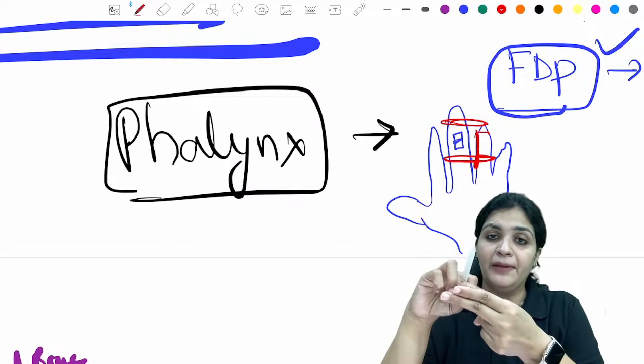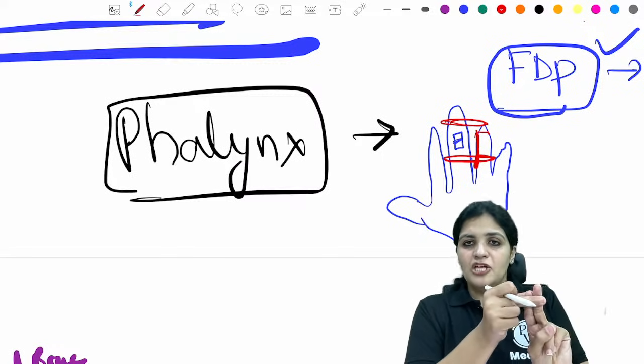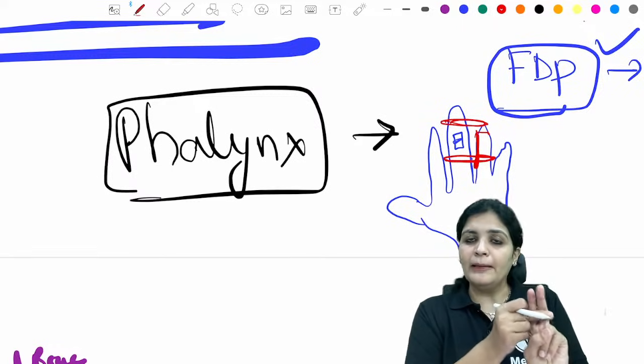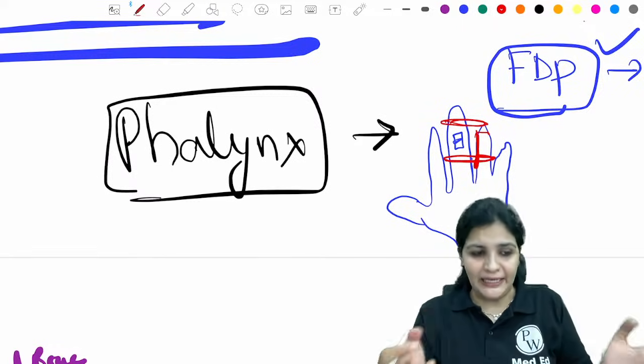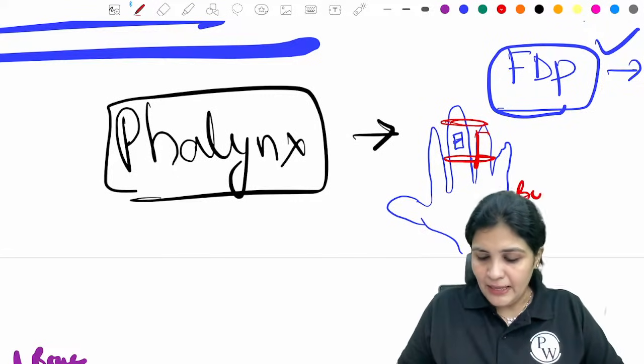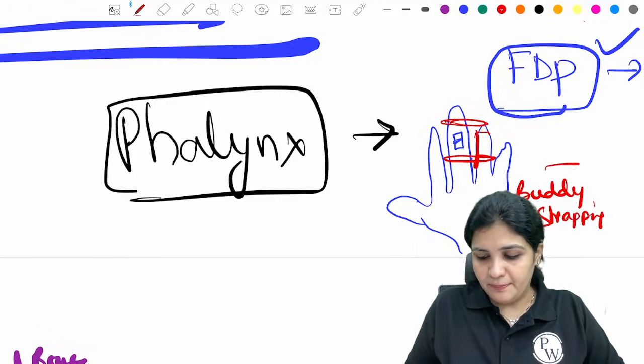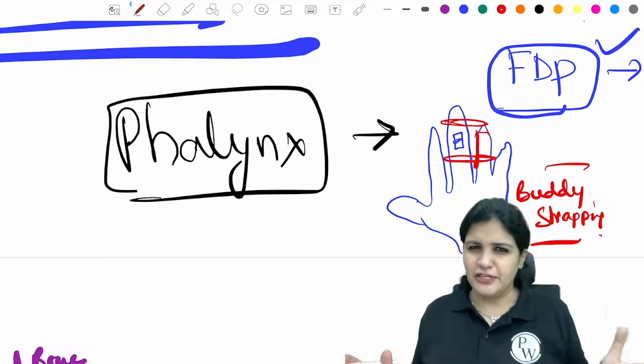So this is the PIP, and this is the DIP. Tape is applied here and here, so the joints above and below are immobilized so that the shaft can heal. That is called buddy strapping. Okay, buddy strapping for the phalanx fractures. Nothing else we do.